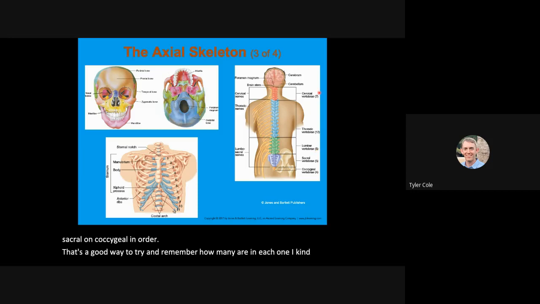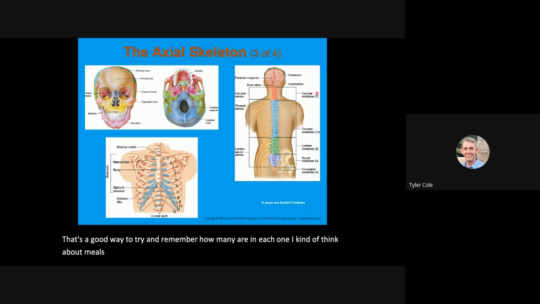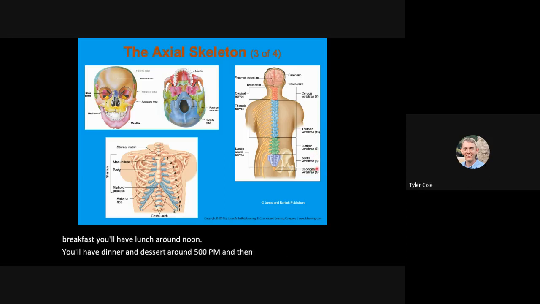Then a good way to try and remember how many are in each one, I kind of think about meals throughout the day. So at 7 in the morning, you might have breakfast. You'll have lunch around noon. You'll have dinner and dessert around 5 p.m. And then obviously you need a late night snack at 4 in the morning. So you'll have one at that time. You'll find a way that works for you, but that is just one way that you can try and memorize how many are in each one.